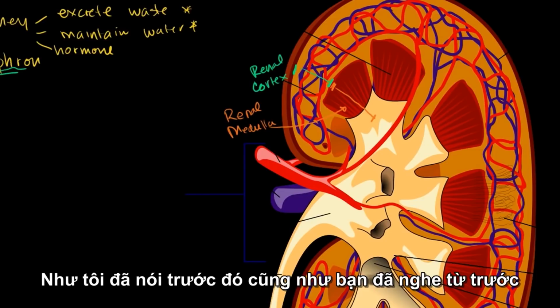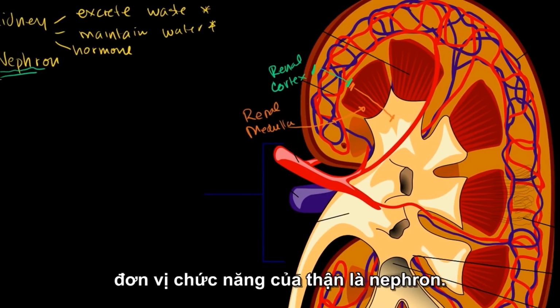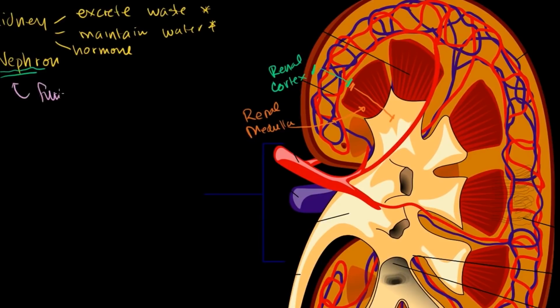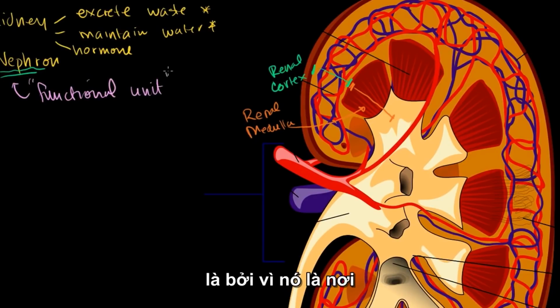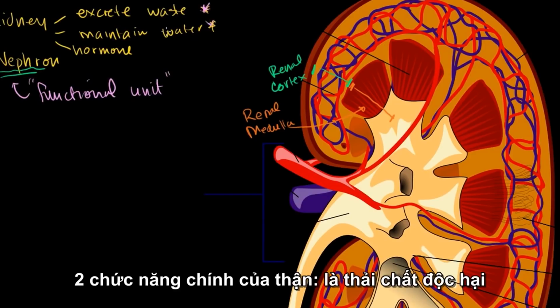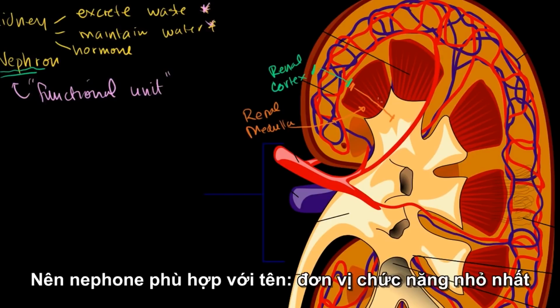So I've said before, and you might have heard it already from other lectures or from other teachers, that the functional unit of the kidney is the nephron. The functional unit. And the reason why it's called a functional unit, I'll put it in quotes, is because that's the level at which these two things are happening. You know, the two major functions of the kidney, the waste excretion and the maintenance of the water level in our blood system.